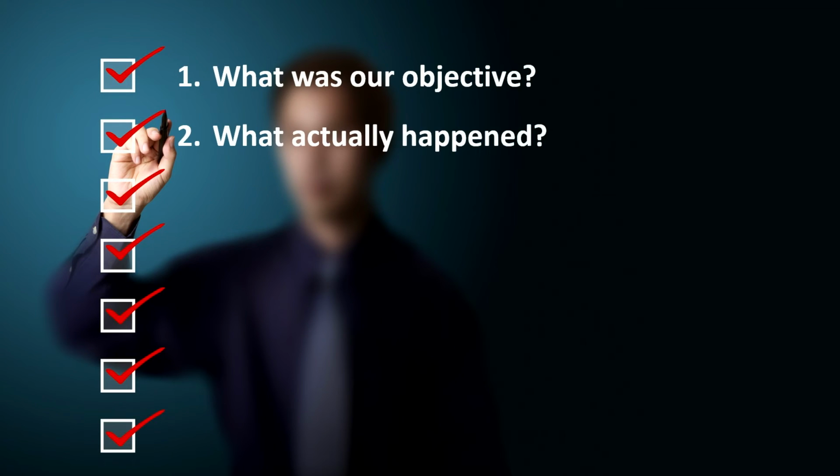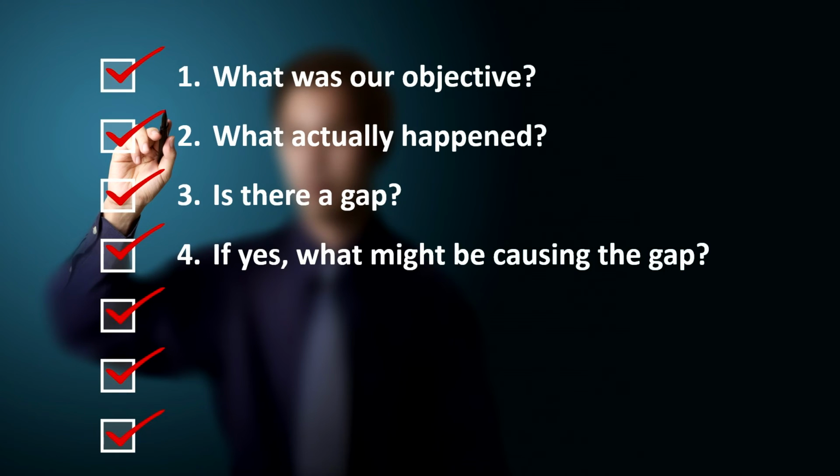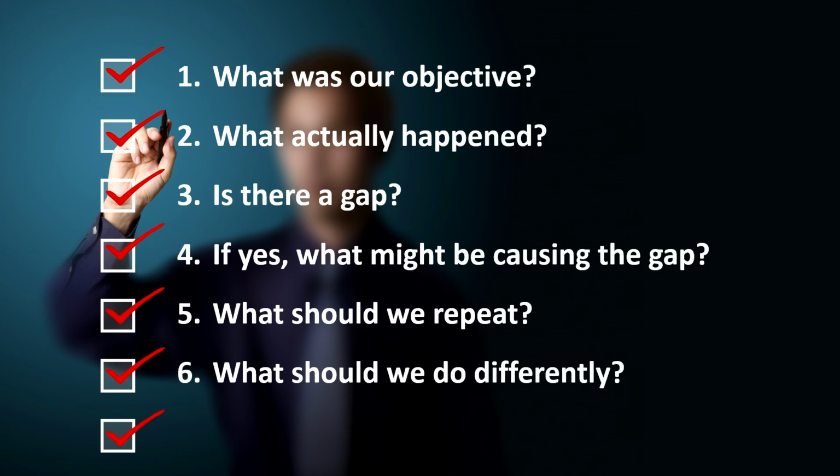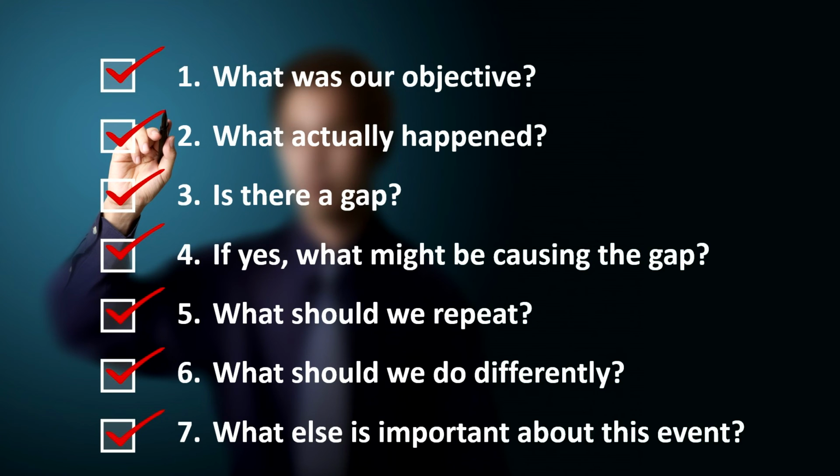We can ask questions like, what was our objective? What did we set out to accomplish? Did we reach our objective? What actually happened? Is there a gap between our objective and what actually happened? If yes, what might be causing the gap? Why did the solution fail to solve the problem? What went well? What would we want to repeat in the future? What did not go well? How could we improve each of these weaknesses in the future? And what else is important about this event?